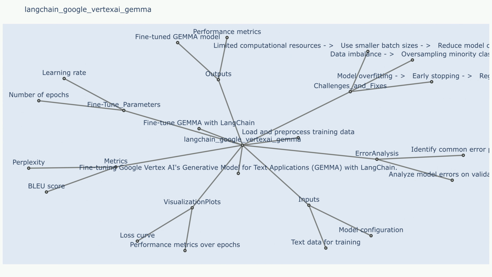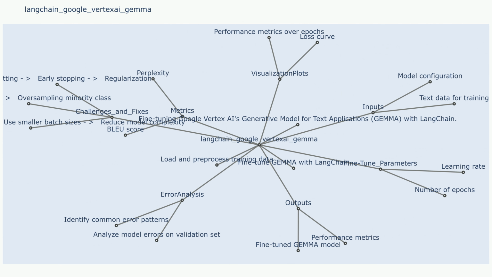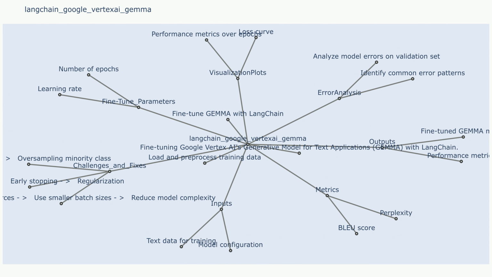Fine-tune parameters. Parameter 1. Explain in detail learning rate controls how quickly the model adjusts its parameters during training. Parameter 2. Explain in detail batch size defines the number of training examples used in each training iteration. Parameter 3. Explain in detail epochs represents the number of times the model iterates over the entire training dataset.